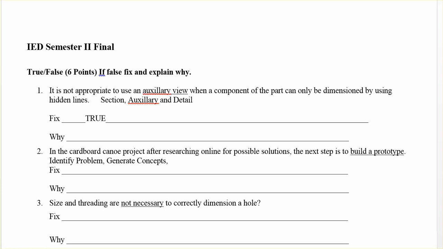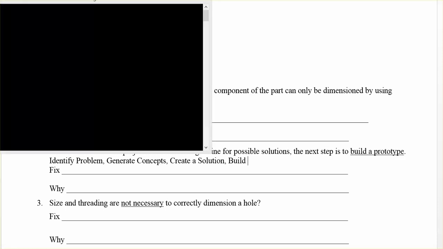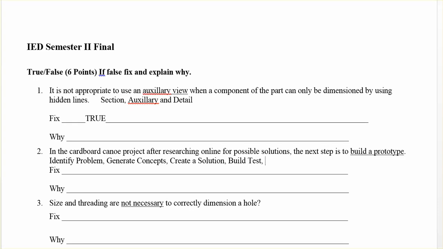After you generate concepts, you then want to create a solution. After you've created a solution, you want to build and test. And then after you've built and tested is when you would evaluate after you got your results of your test, and then you would want to present this to your boss or to the people who are looking at this.